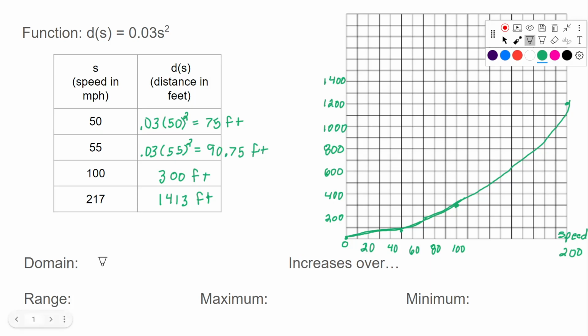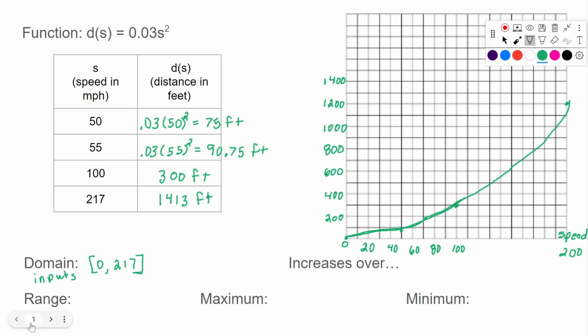Now, to remind you, domain and range. Domain is the values for the inputs. And for this particular car, we have a domain of 0 to 217 miles per hour. You'll notice I'm using interval notation here because 0 is the slowest the car can go and 217 miles per hour is the fastest it can go. I'm using square brackets here because I know those values.